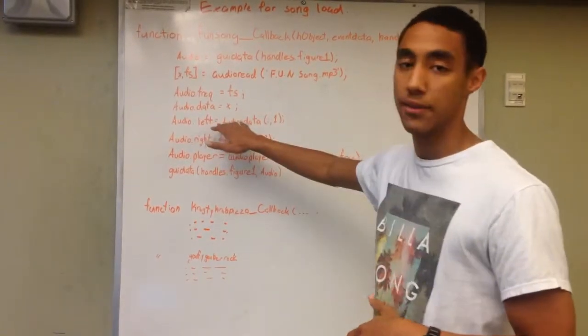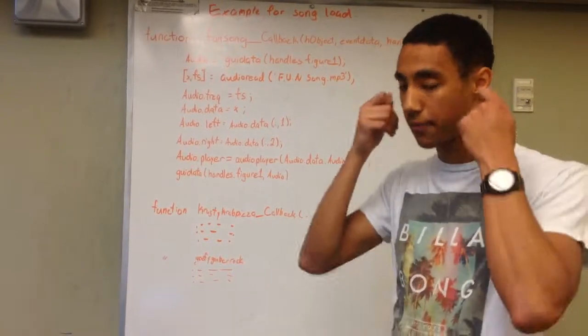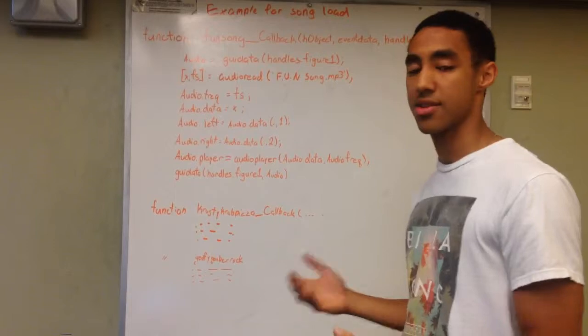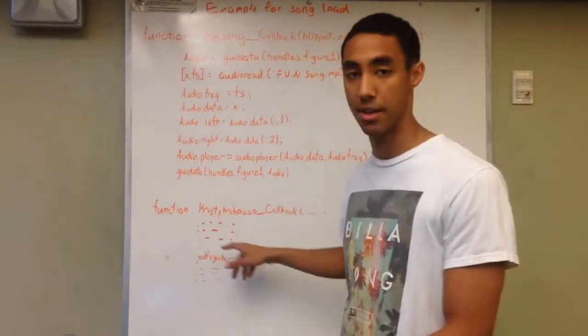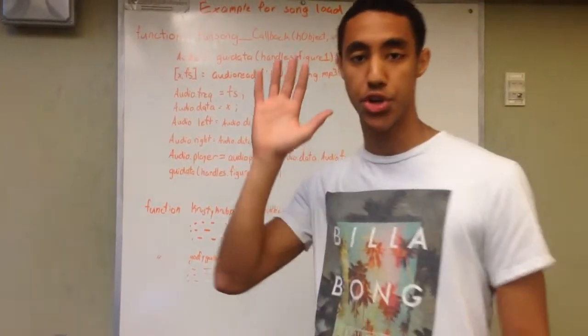Then we have audio left for our mono and audio right for our mono as well for both sides of your headphones or stereo, whichever you're listening to. And we also have audio player, which is going to set it in order to use our audio play function. As you can see, we have basically the same thing for each other song, and that's pretty much how the songs work.